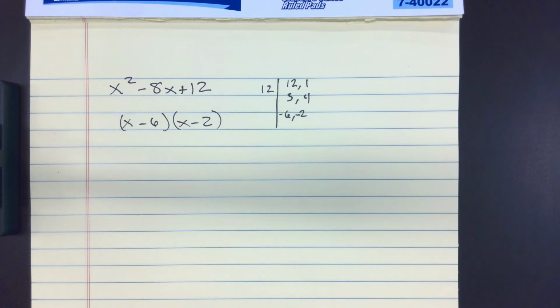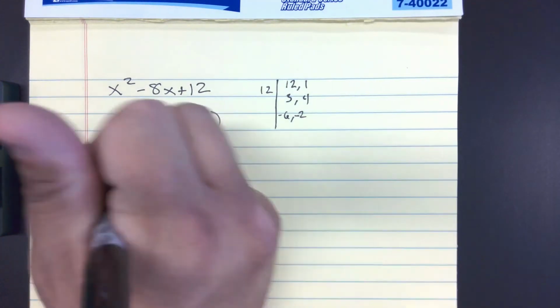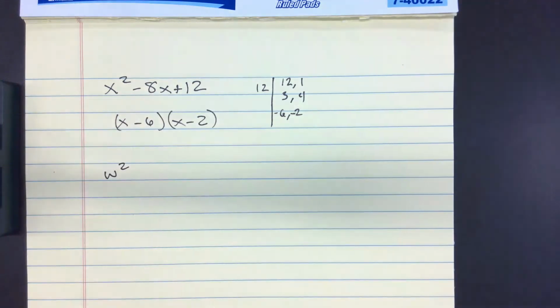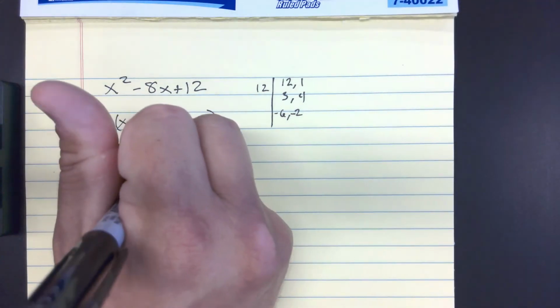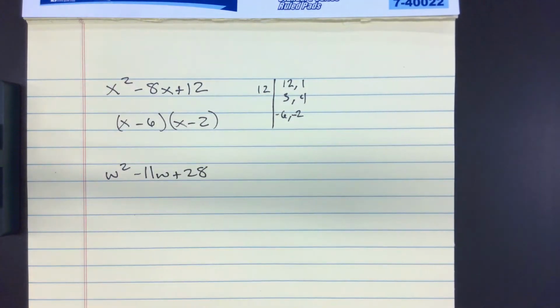Okay, you guys ready to try it on your own? Here we go. I'm changing the variable. It doesn't change the type of problem. W squared minus 11W plus 28. Try it on your own. I'm going to give you 30 seconds.